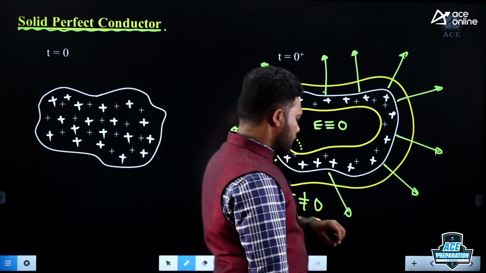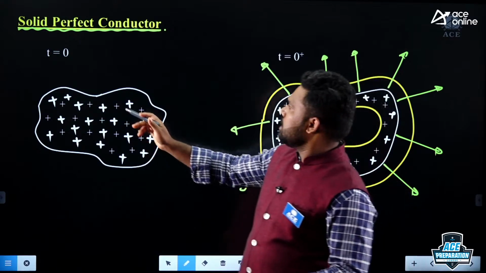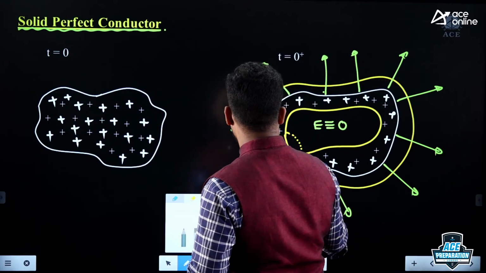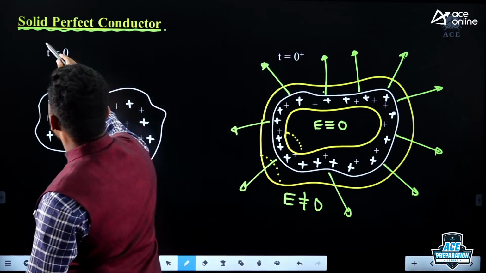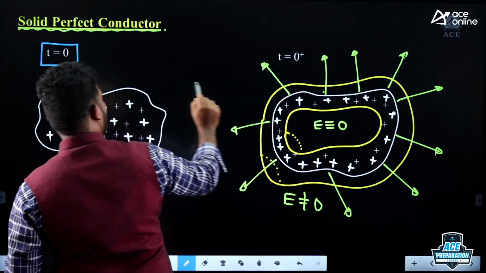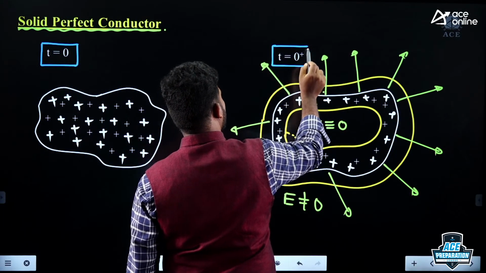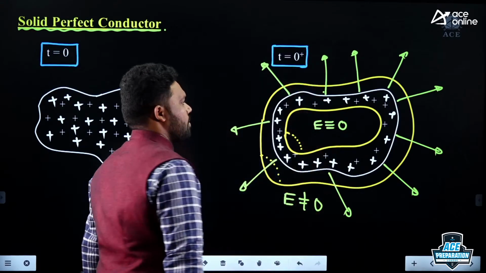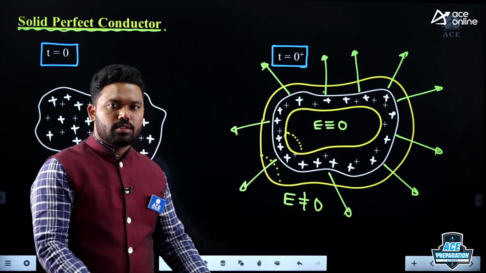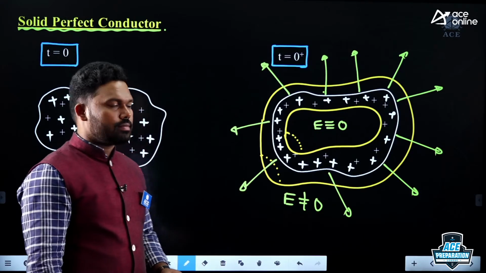So it is a perfect conductor. Inside the perfect conductor at time t equal to 0, here this is at time t equal to 0. As soon as you place the charges, they'll repel each other and they'll come and sit on the surface of the conductor. It is time t equal to 0 plus. So the net electric field inside the perfect conductor is 0. The electric field will exist on the conductor surface, that too in the normal direction.